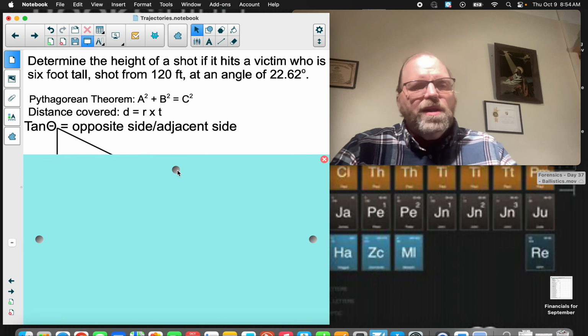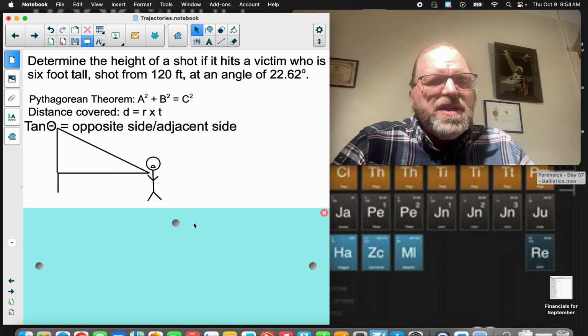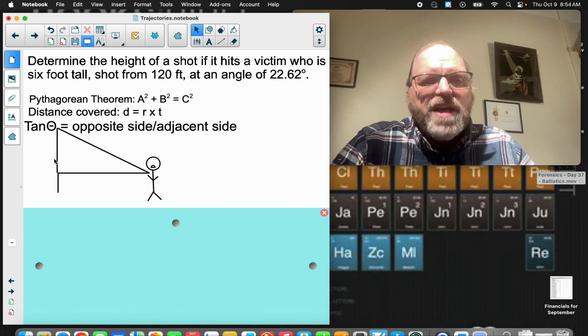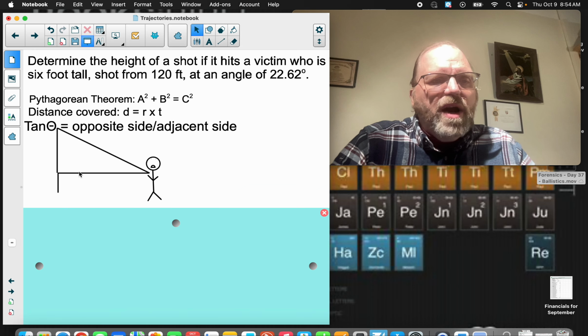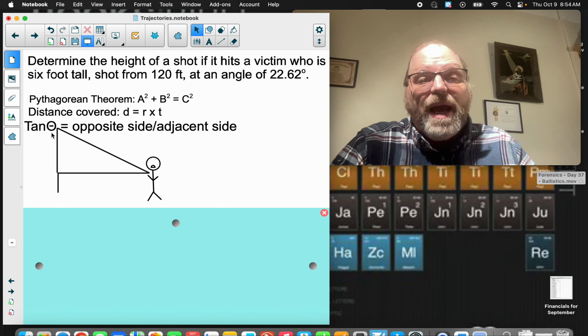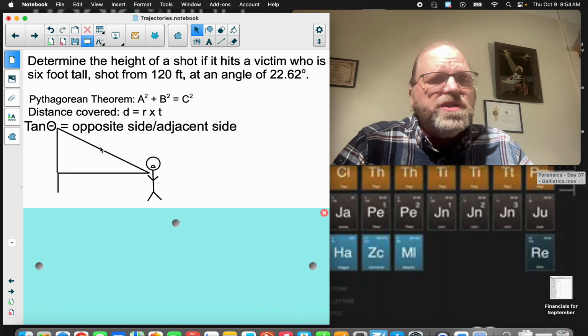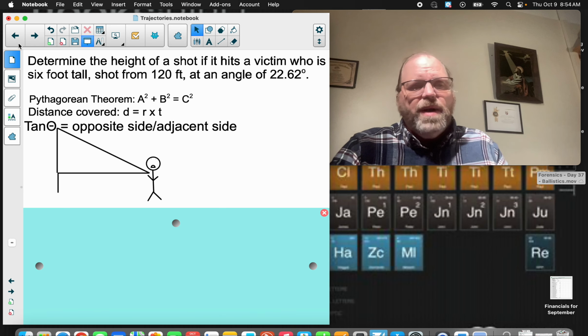So here's our little picture. This is our adjacent side. This is our opposite side. And this is called the hypotenuse side of trig functions. And then this would be A, this would be B, this would be C. All right, so let's get started doing this problem.